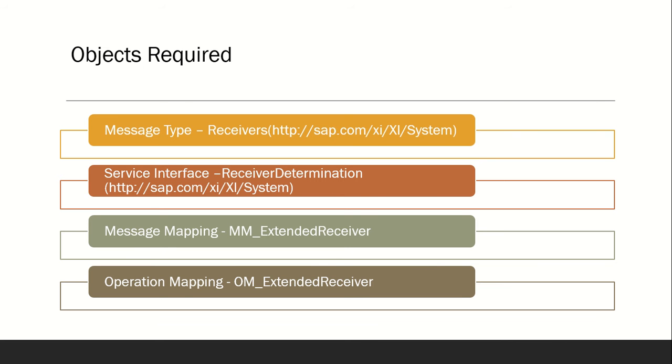And if the demand is such that you have to go even further to implement a more complex logic to determine the receiver, you can go for Java mapping. Encapsulating that Java mapping or message mapping, you will have the operation mapping, and this operation mapping will be used in the ICO to actually determine your receiver. So these are the four objects which you are going to use, and after you have created these objects in your ESR, then you can use them in your ICO.